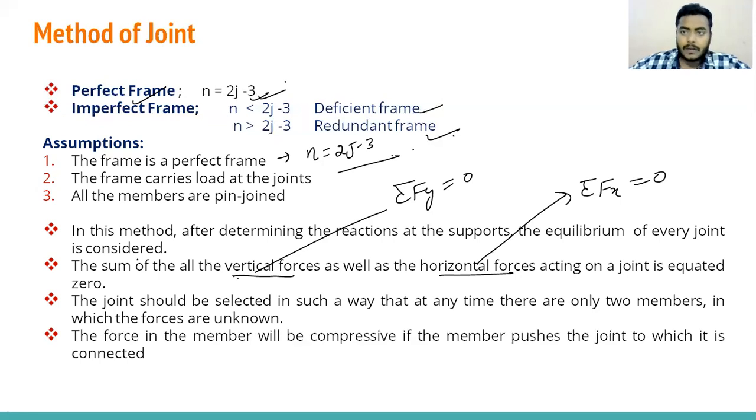Now, what is the sign convention for compressive or tensile forces induced in a member? A member is compressive if the member pushes the joint to which it is connected. Suppose this is a member A and B, and I'm writing the force F_AB like this with an arrow. It means this force is pushing the joint. Pushing the joint means this will be compressive.